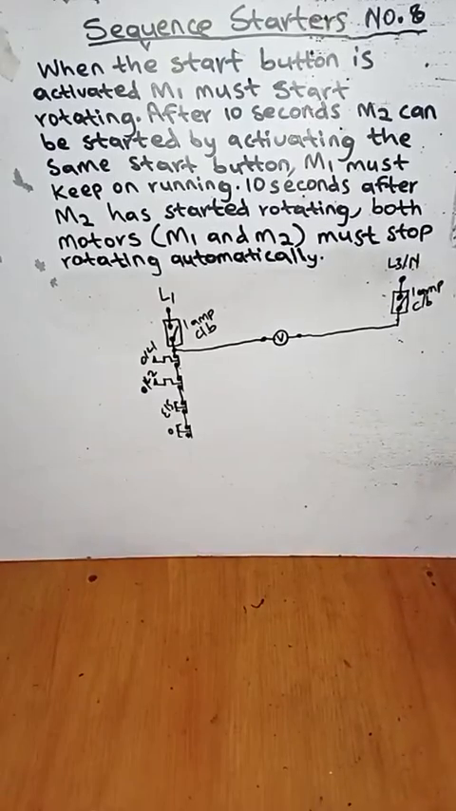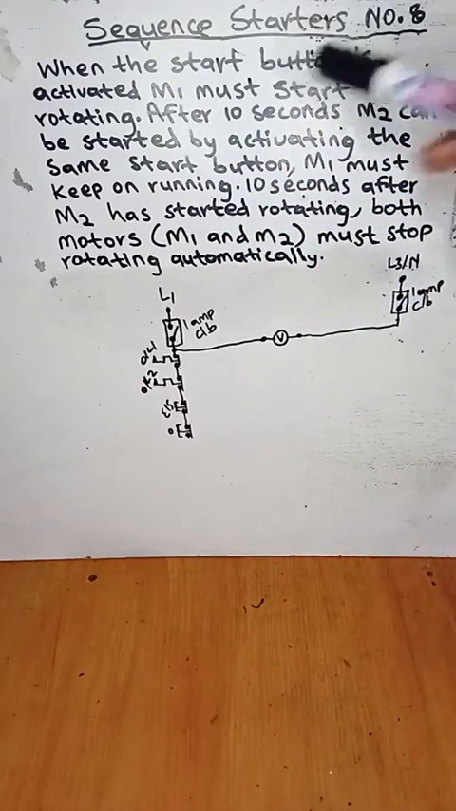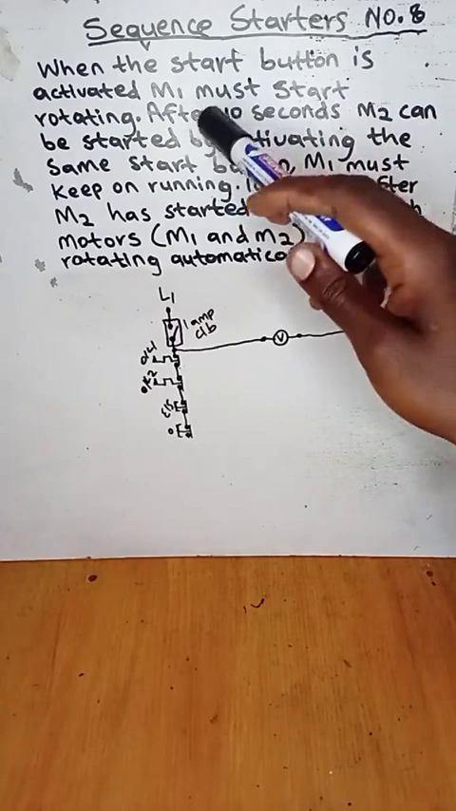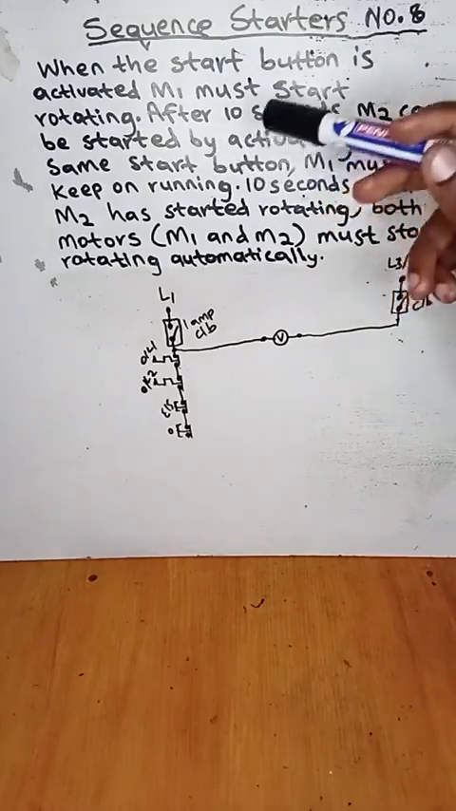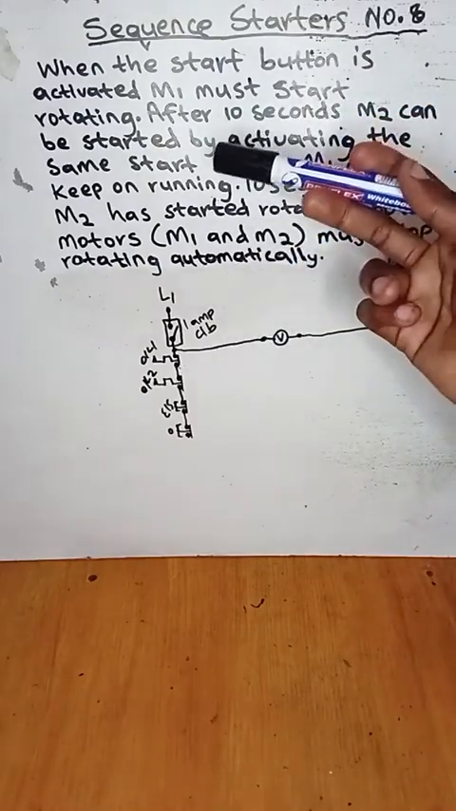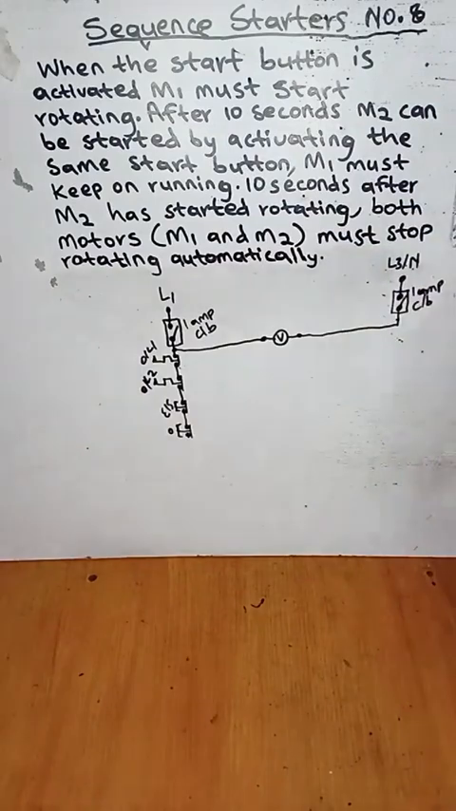This is M. Suleiman Enterprise, and in this lesson, we will learn about sequence starters from statement number 8. From the statement, we start by saying when the start button is activated, motor 1 must start rotating. So when we press the start button, motor 1 must rotate.